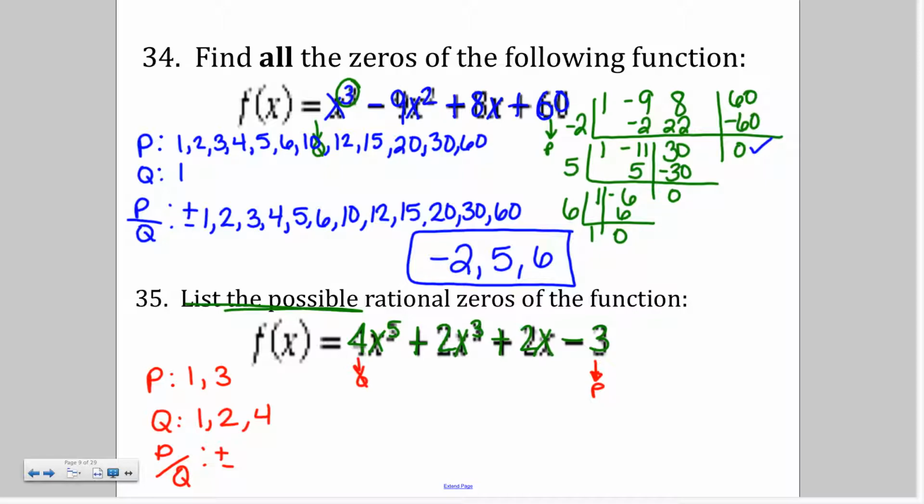Now I need to put all of my p's over all my q's. So I'm going to put everything over 1. So 1 over 1 is 1, 3 over 1 is 3. Now I'm going to put everything over 2. So 1 over 2 is 1/2. 3 over 2 is 3/2. Now I'm going to put everything over 4. So 1 over 4 is 1/4. And then 3 over 4 is 3/4. And that's all my possible rational zeros.